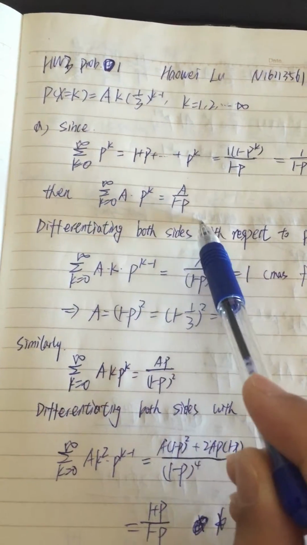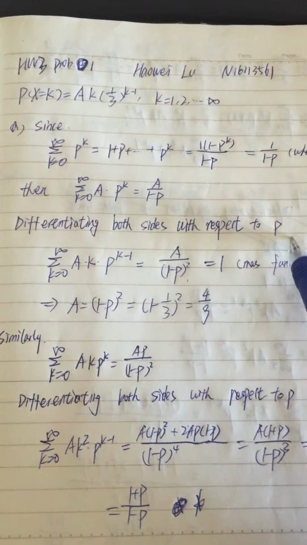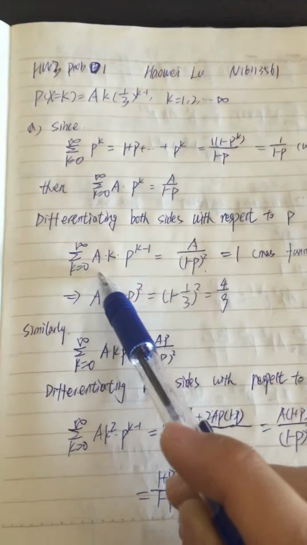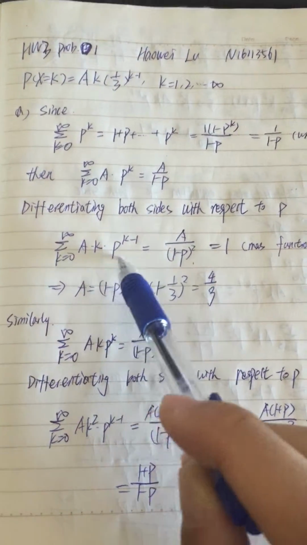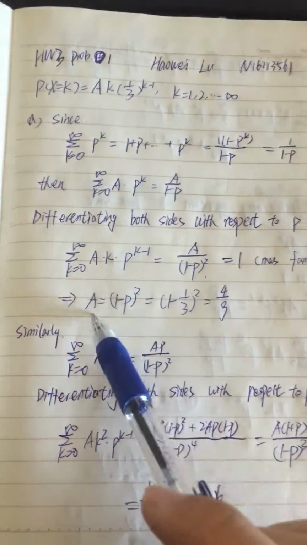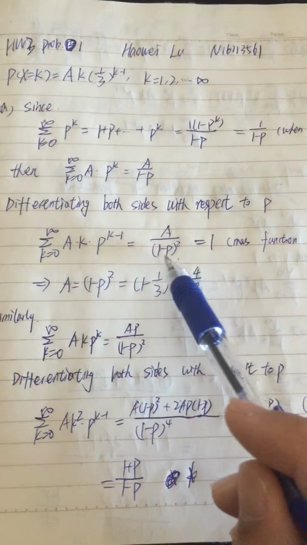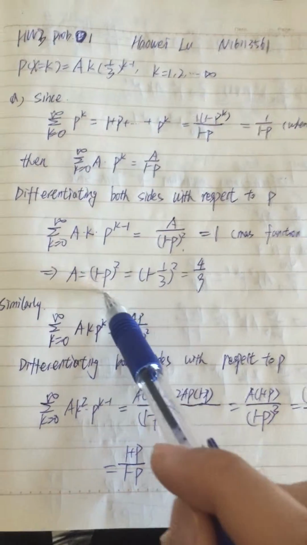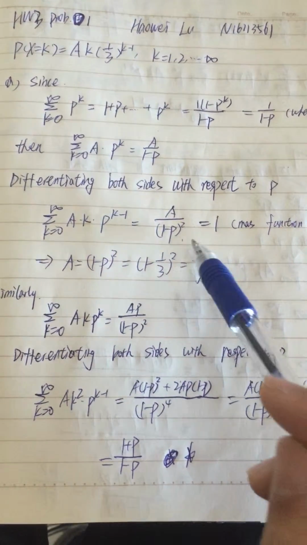For this equation, we differentiate both sides with respect to p. For the left side, we get this part, and for the right side, we get this part. Since the left part needs to be a mass function, the right part, which is equal to the left, should be equal to 1. So a is equal to 1 minus p to the square, which is 4 over 9.